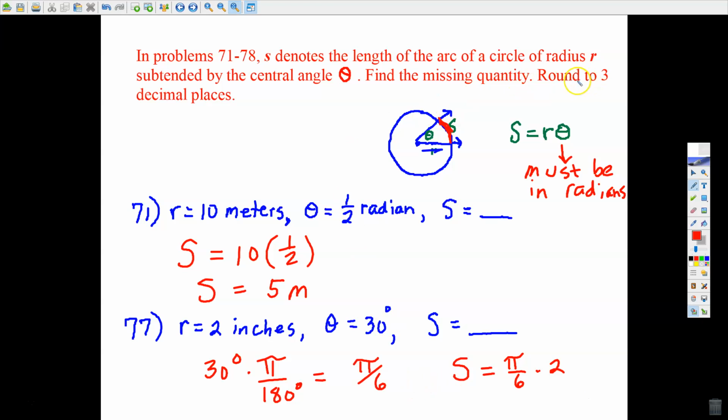And let's see, since they tell us in the instructions to round to 3 decimal places, let's go to our calculator. If we simplify this, it starts off as 2 pi over 6, which is pi over 3. So let's plug that into our calculator and get the decimal equivalent. Pi divided by 3 and round it to 3 decimal places. And what is that number? 1.047. And that's in inches. Okay, see how that works?